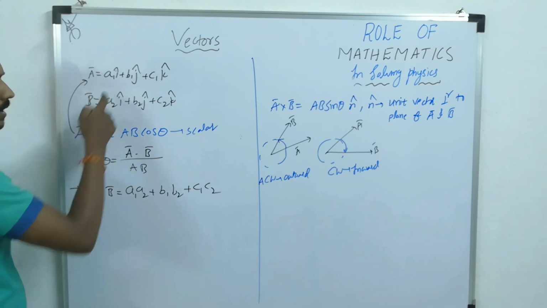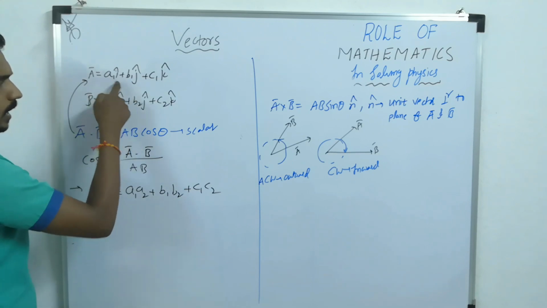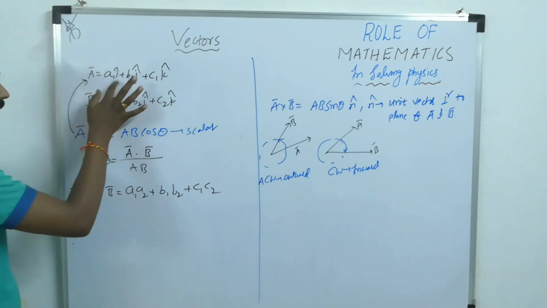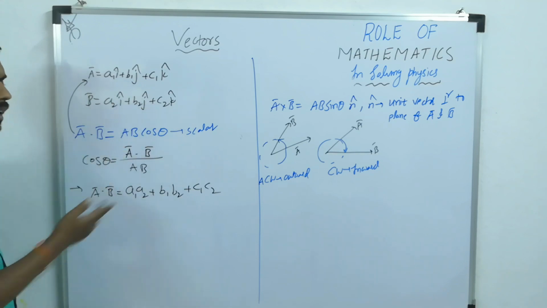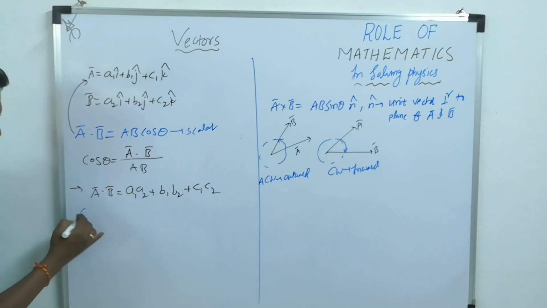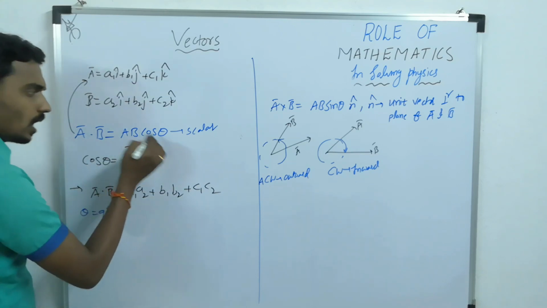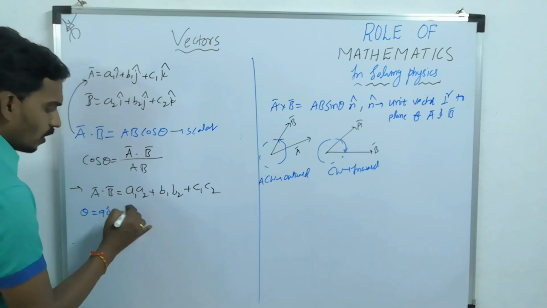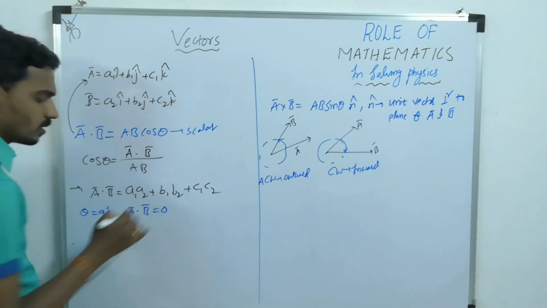Because here A bar dot B bar means i dot i, i dot j, i dot k will come first. But i dot j is 0 because theta is 90, i dot k is 0 because theta is 90. If theta is 90 degrees, the angle between two vectors, then cos 90 how much? 0. So the dot product becomes 0.